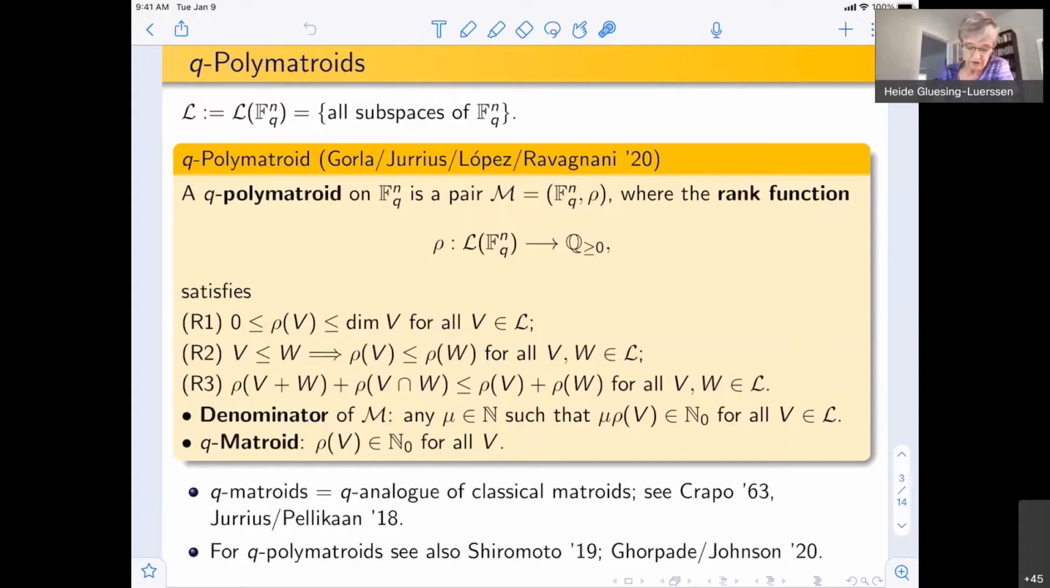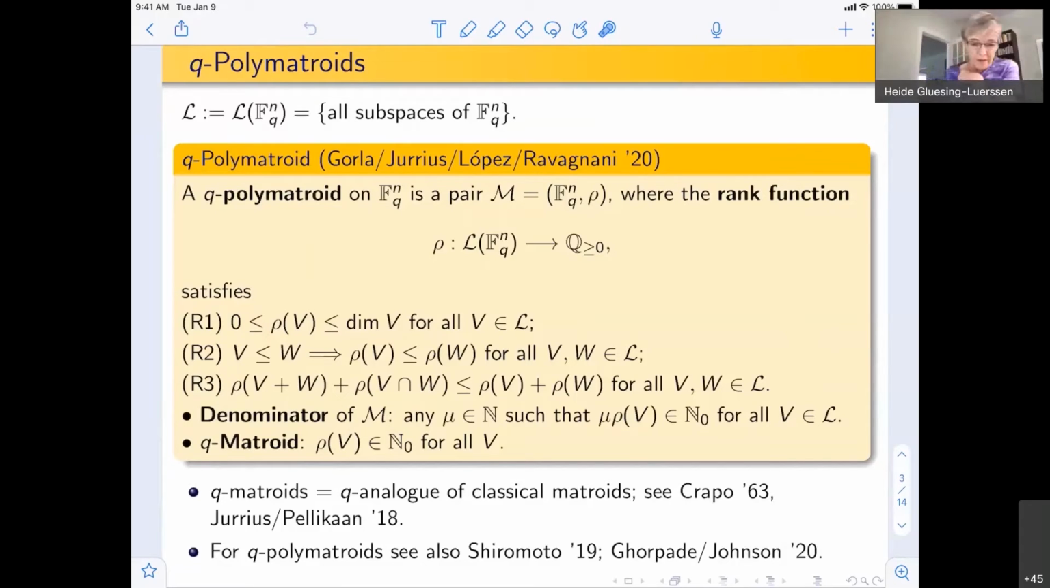For a q-polymatroid, since we have rational numbers as rank values, we can talk about the denominator of a polymatroid. That is just any common denominator of all the rank values. There are finitely many rank values; this lattice is a finite lattice. So any common denominator of these finitely many values is called a denominator of the polymatroid. I need that notion later. There are many denominators. We can focus on the least denominator if we want to, but there is no need to do so.